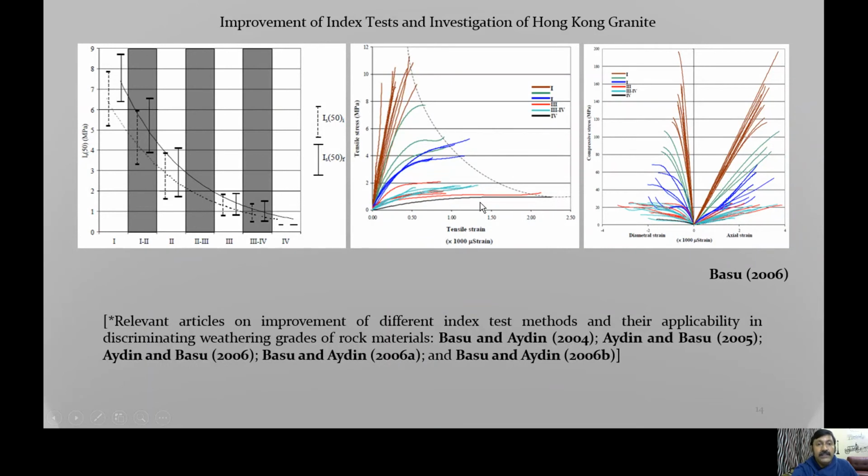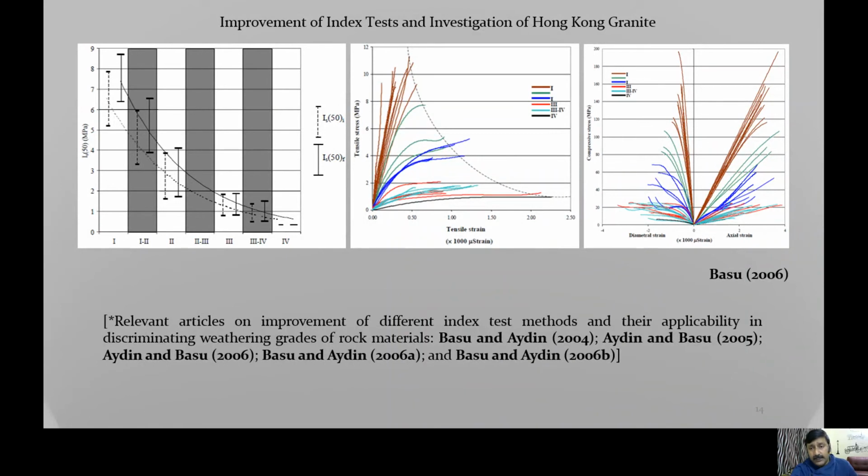Here it was found that at the initial stage of loading, if we consider the tangent modulus, which we named the Brazilian deformation index, we found that the Brazilian deformation index is much more efficient than the Brazilian tensile strength in terms of categorizing weathering rates. So these were some of the improvements we were able to make as far as the investigation of Hong Kong granite and the categorization of weathering grades are concerned.